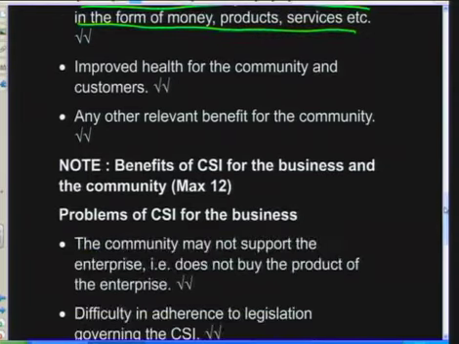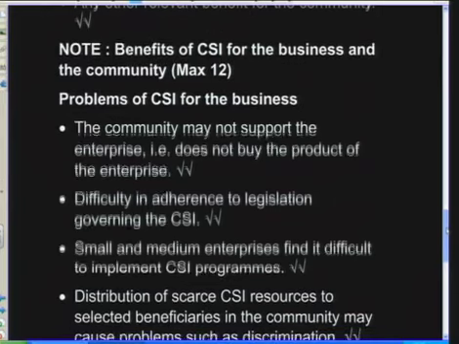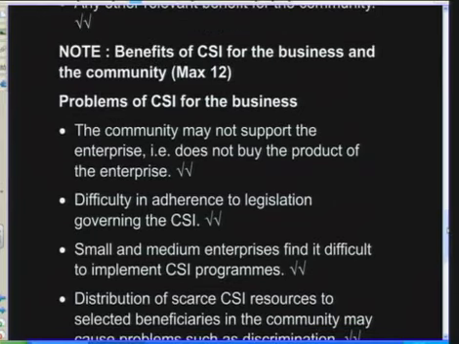And the improved health of the community and customers. So that means that we have a lot more people that we can sell products to, a lot more people are happier with us, and we have a bigger pool of workers that we can pull from. Okay, so that was for a maximum of 12 marks.